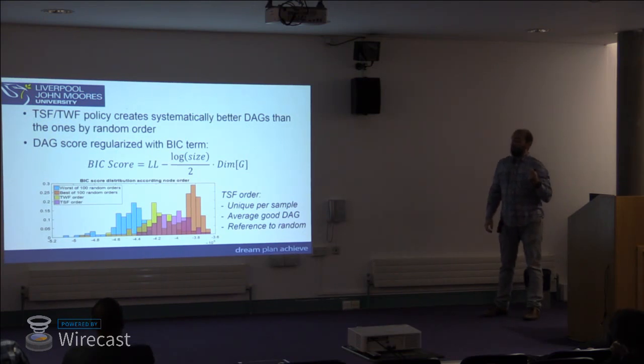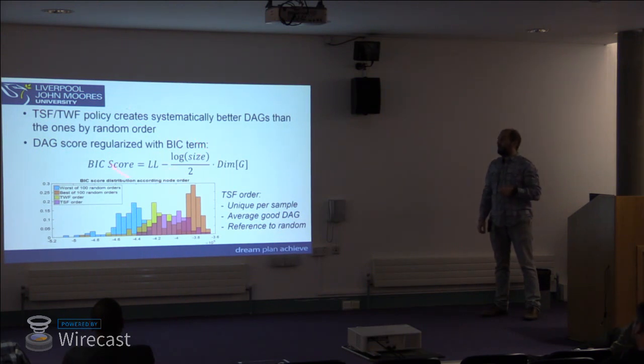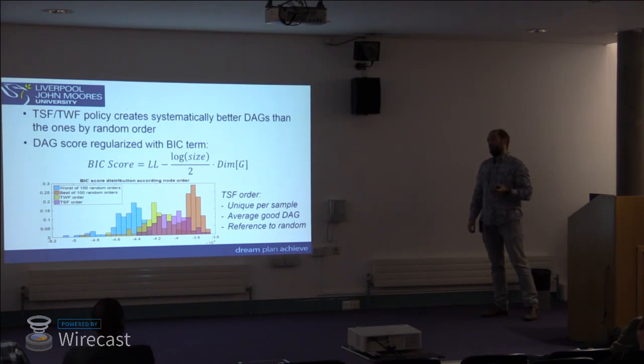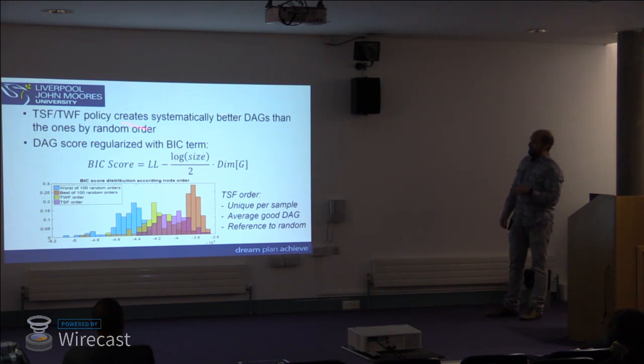That unique DAG is an average good DAG. We measure if it's good or not using the BIC score. That means the log likelihood plus some term that penalizes the complexity of the graph. Once you have the strongest first, for example, it is situated here.